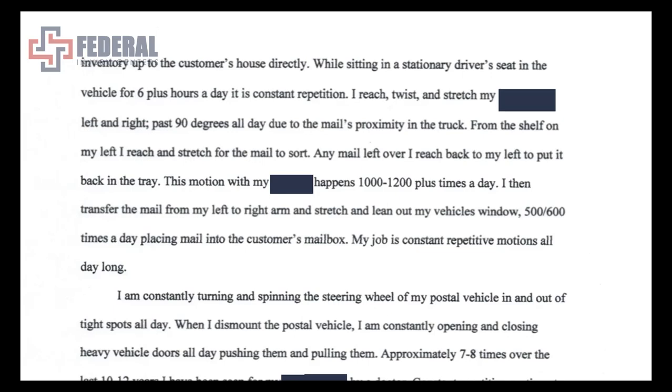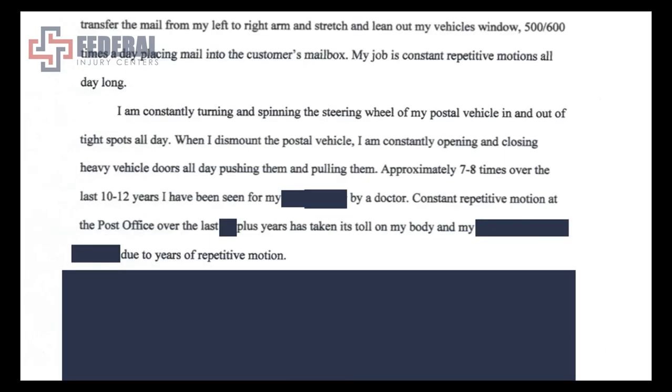I then transfer the mail from my left to right arm and stretch and lean out of my vehicle's window 500 to 600 times per day, placing mail into customers' mailboxes. My job is constant repetitive motions all day long. I'm constantly turning and spinning the steering wheel of my postal vehicle in and out of tight spots all day. When I dismount the postal vehicle, I'm constantly opening and closing heavy vehicle doors all day, pushing them and pulling them.